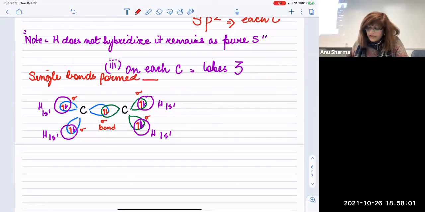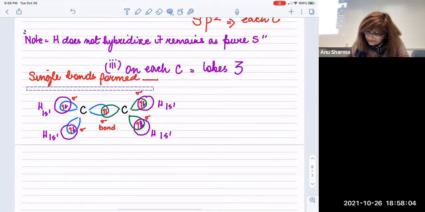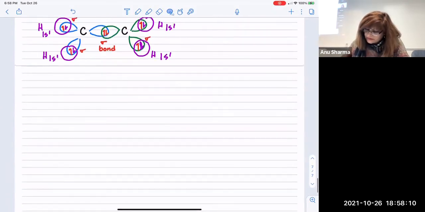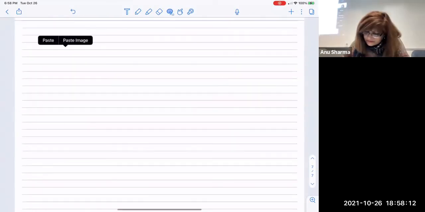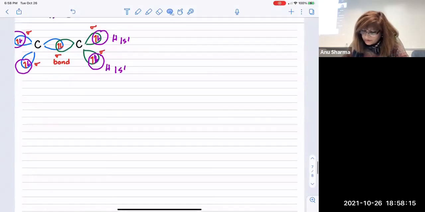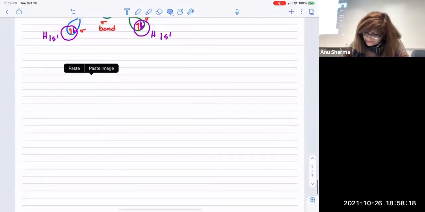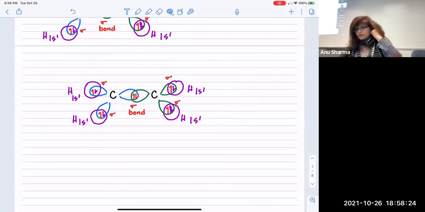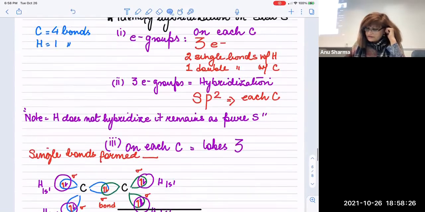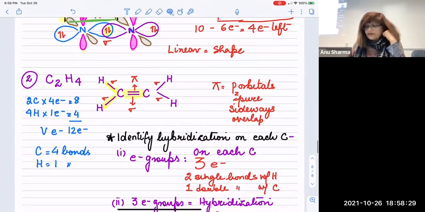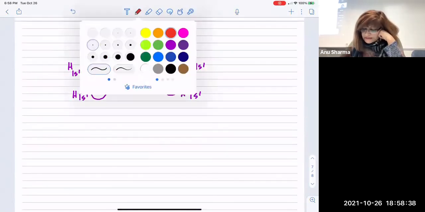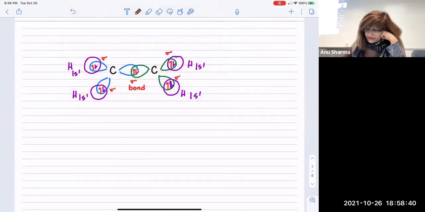Okay, next you're going to take the same thing, and let me just copy this. And now we are going to make the pi bonds. Okay, now we will make the pi bond. So remember sp2, how many pi bonds are left? Only one. So there's only one pi bond we need to form. One pi bond means only one pz, and that is right here.